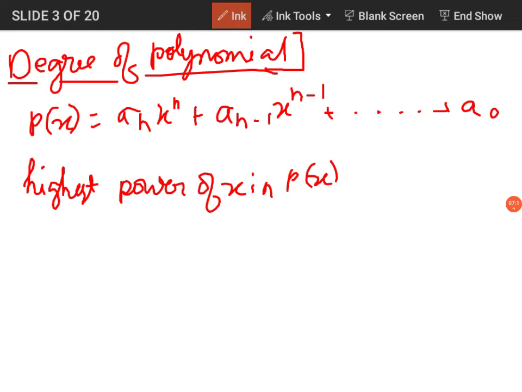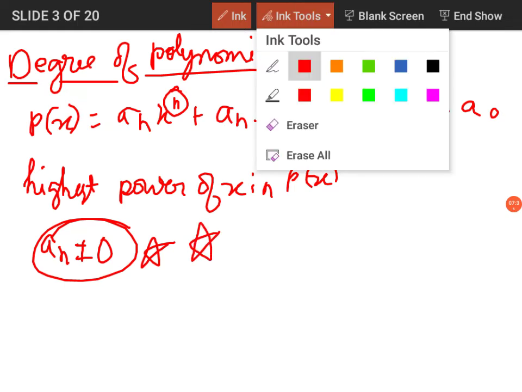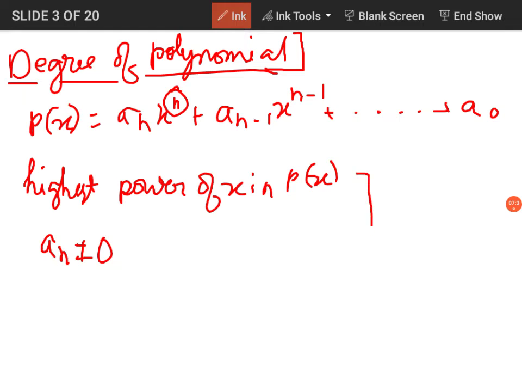Now you have to add another condition. Since here n is the highest power in this polynomial, you can say n is the degree of the polynomial, but you have to also mention that a n cannot be 0. This condition is very important, and it will give one conclusion that you will understand in the types of polynomial. So these two conditions are very necessary to define the degree of a polynomial.